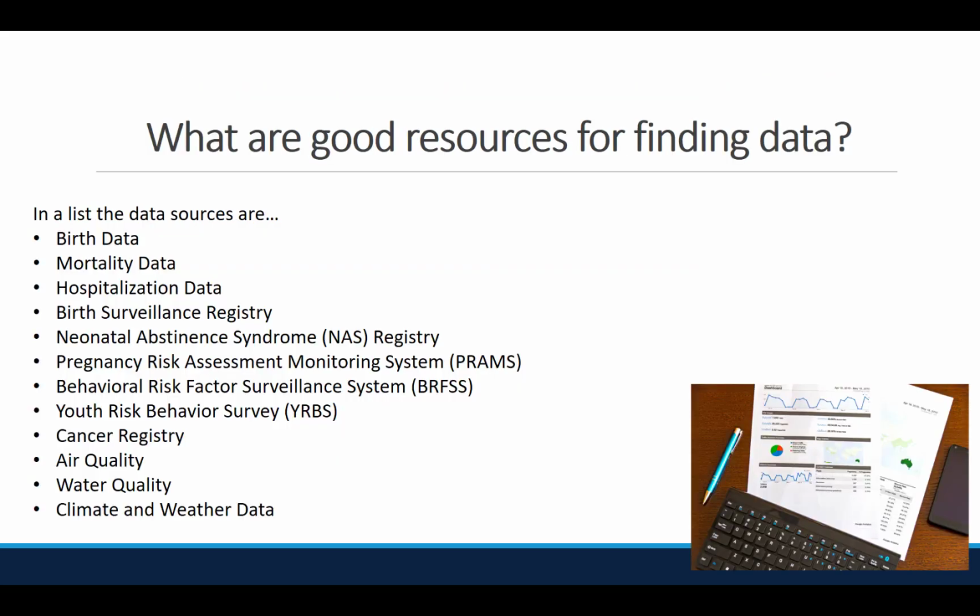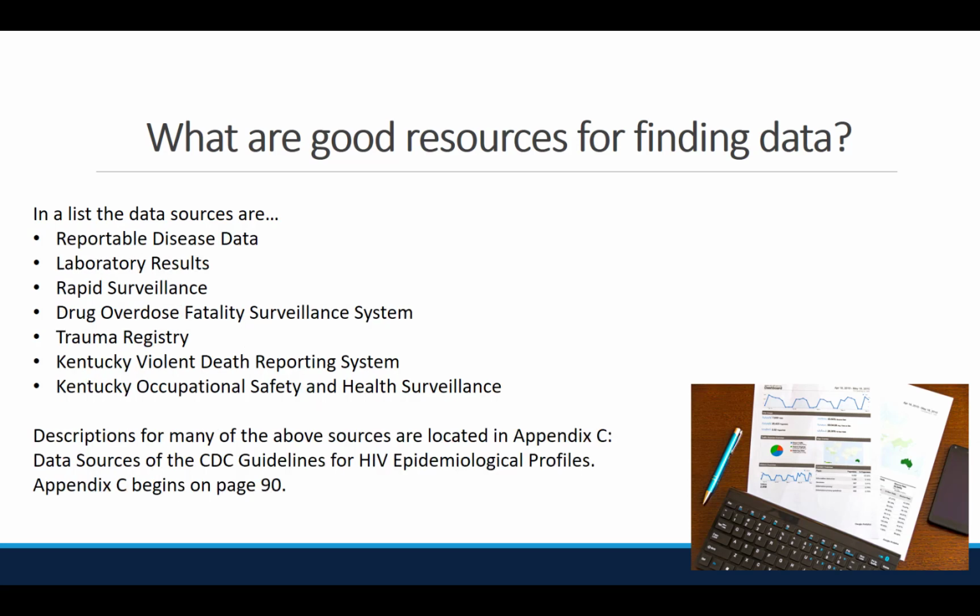Here's a condensed list of the different data sources, again remembering that some of the data sources were listed more than once on the previous table. Descriptions for many of these sources are located in Appendix C, Data Sources of the CDC Guidelines for HIV Epidemiological Profiles. Appendix C begins on page 90. Once you identify what data sources may be of use to you, visit the appendix for more information on how to find those resources.